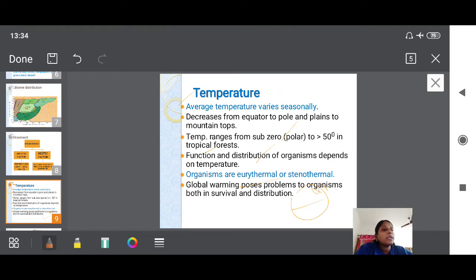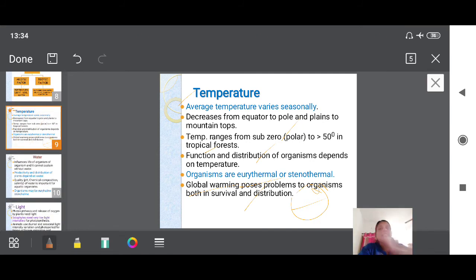And global warming nowadays is posing a very serious threat. Global warming is causing the temperature to keep rising, and most of the animals are getting affected. They are becoming endangered, and at last extinct, because if the temperature keeps increasing, they cannot adapt to the high temperature, and slowly their population is coming down and the species is becoming extinct. So first, temperature we have covered.